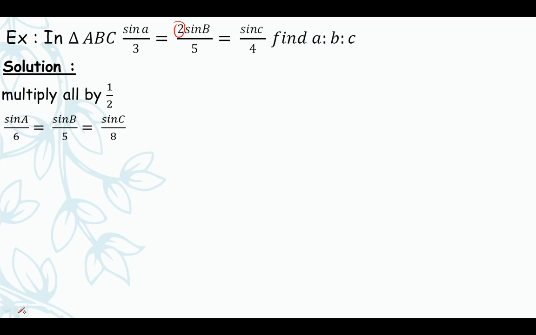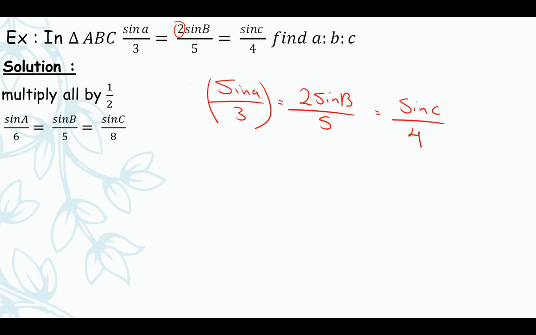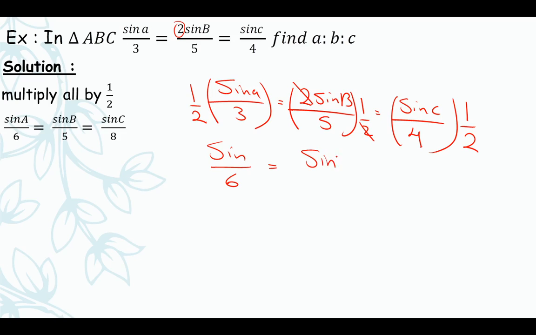Again, here are the three ratios. Sine A over 3 equals 2 sine B over 5 equals sine C over 4. I'll multiply each ratio by 1 over 2. Why 1 over 2? To get rid of this number. Then the 2 will be cancelled by the 2, and for sine A, 2 multiplied by 3 equals 6, sine B over 5 equals sine C over 8. And this is the result we get here.